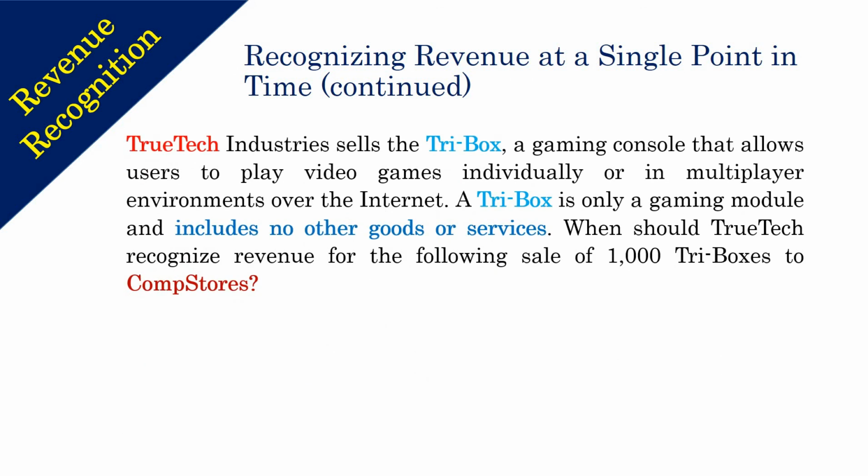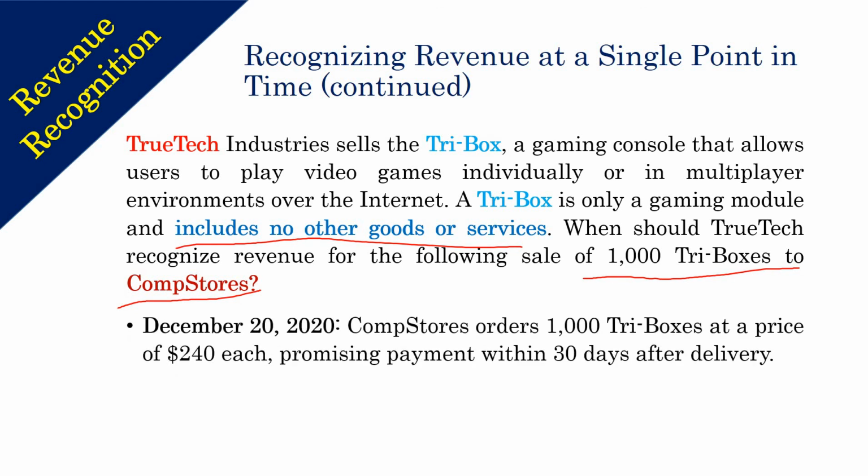Recognizing revenue at a single point in time, let's have an example. TrueTech Industries sells Tribox, okay, and the Tribox is only a gaming module and includes no other goods or services. So when should TrueTech recognize revenue for the following sale of 1,000 Triboxes to Comstores? This is the situation in December 2020. Comstores orders 1,000 Triboxes at a price of $240 each, promising payment within 30 days after delivery.